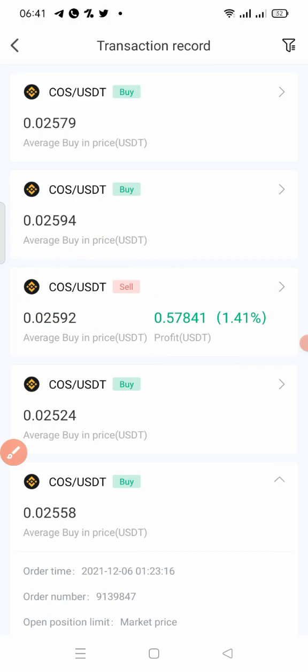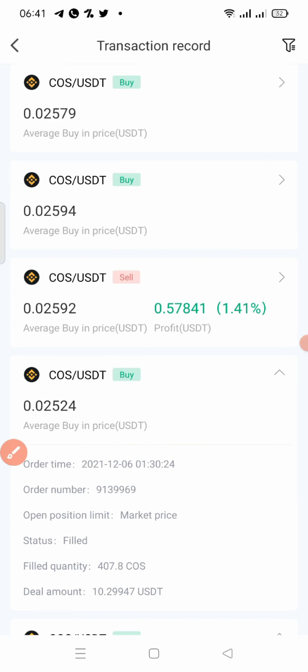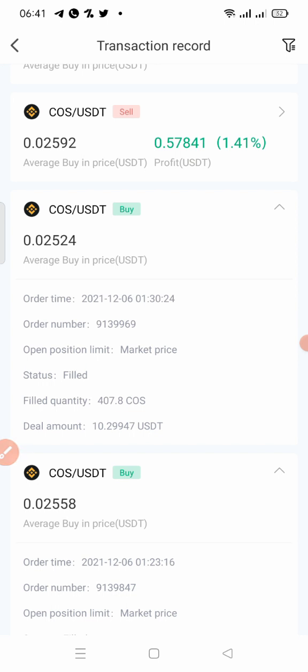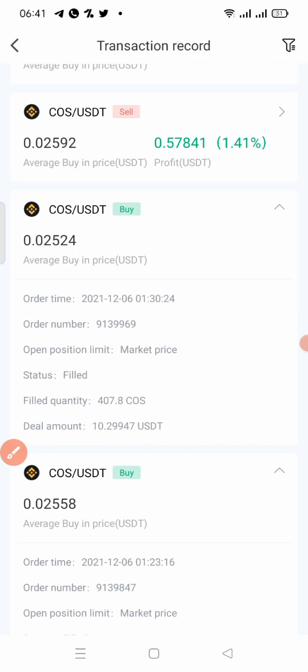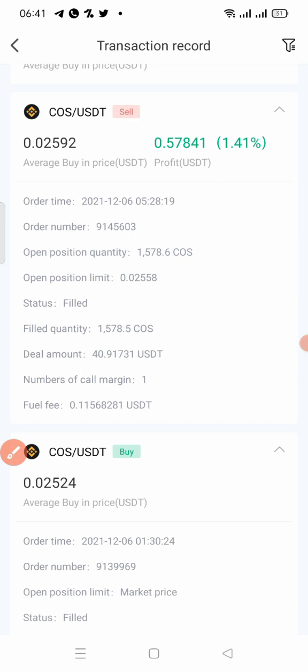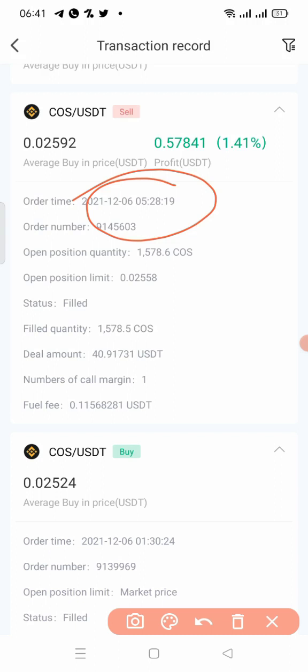And guess what? Let's check the time frame between the two buys. It bought at 1:23, and bought again at 1:30. Then when did it sell? Let's see when it sold. Oh, a few hours later. It's about 4 hours plus. It sold and gave some profit.